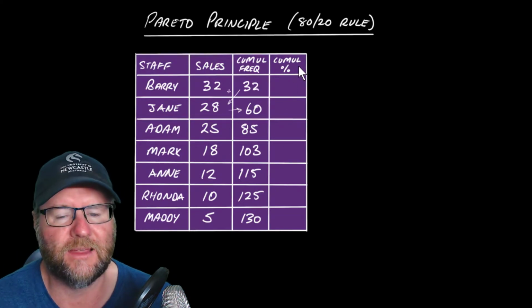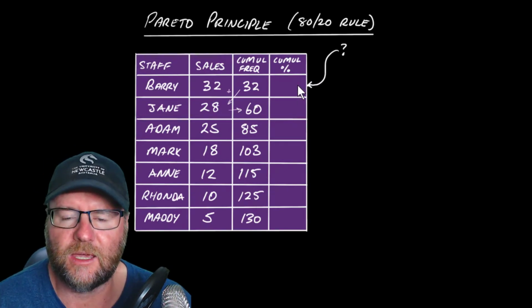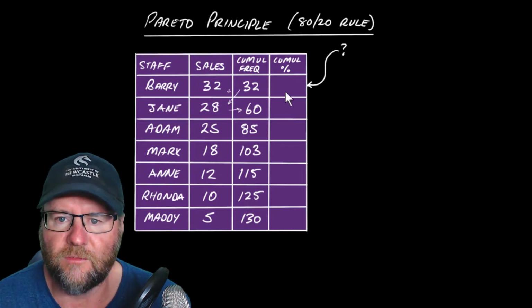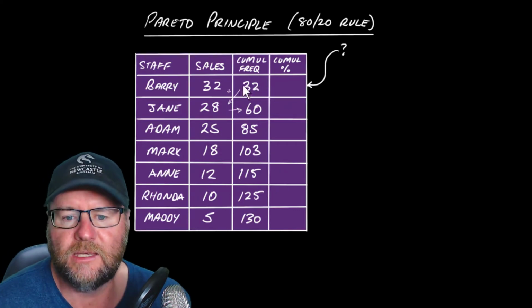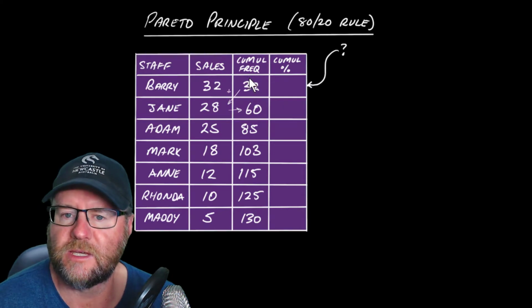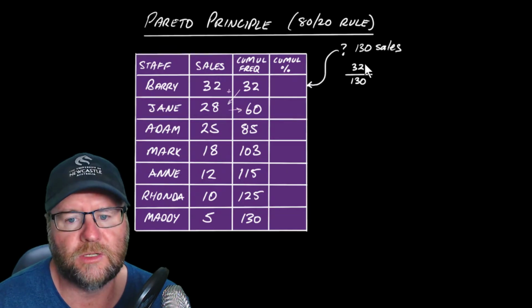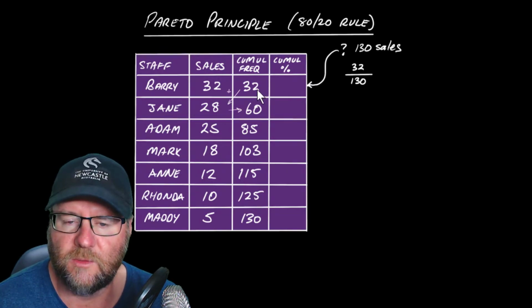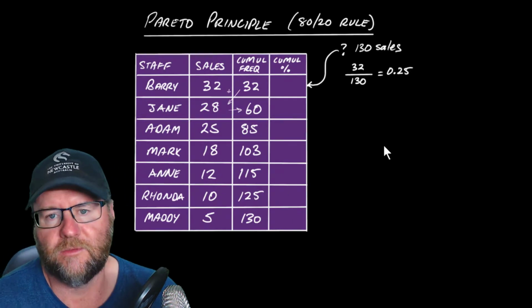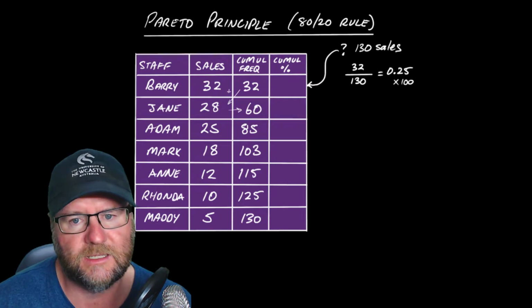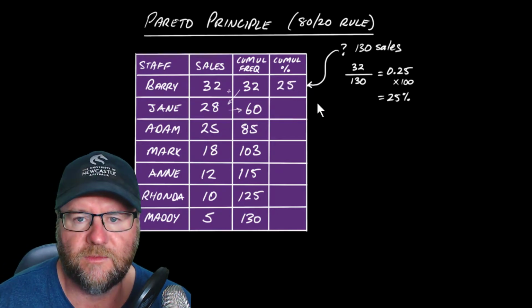I've got another column here now. This is called cumulative percentage. What is that? Well, this is just the percentage of the total sales that each one of these cumulative frequency figures are. Maybe it'd be easier if we do one. For Barry, at this point, the cumulative frequency is 32. It's 32 out of 130 sales. So I would write 32 over 130. Take the cumulative frequency, divide it by the total number of scores, and that's 0.25. Now, don't forget to turn that into a percentage. I multiply it by 100, and I get 25%. So the cumulative frequency at this point is 25%.